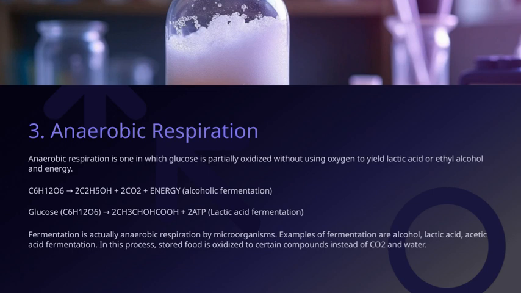The key point here is that anaerobic respiration involves the partial oxidation of glucose without oxygen. Instead of fully breaking down glucose into carbon dioxide and water, the process stops midway, producing different compounds like lactic acid or ethanol, along with some energy. So, in essence, anaerobic respiration is a vital alternative pathway for energy production in situations where oxygen is scarce or absent, connecting directly to the larger theme of how organisms adapt their metabolism to different environments.